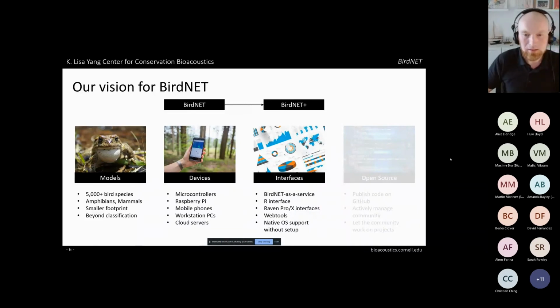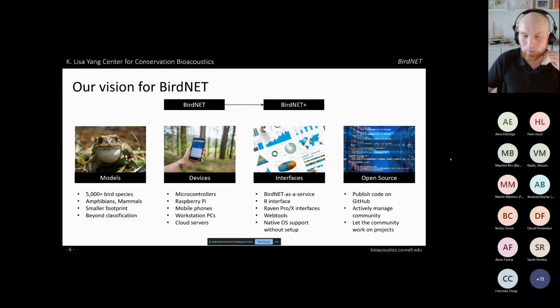You can say, hey, I need an analysis tool, and there's a service for it, and you can just access it, run your data through it, and get some results. There's hopefully at some point going to be an R interface. We want to interface, of course, with Raven Pro or Raven X, which is in-house analysis software. We want to provide a bunch of web tools that let you analyze the results you got, and we want to natively support all kinds of operating systems without the need for any setup.